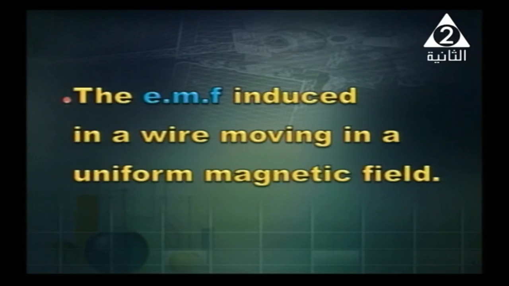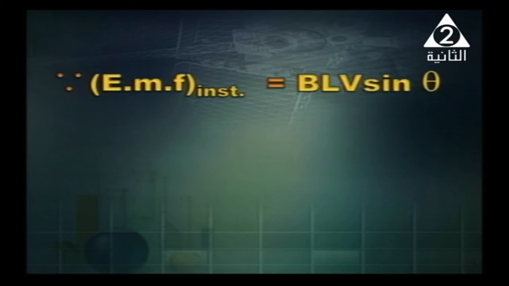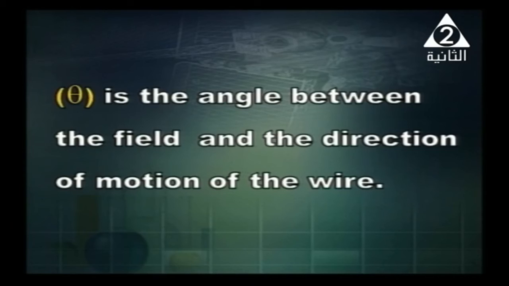When does the EMF induced in a wire moving in a uniform magnetic field equal 0? A wire moving in a magnetic field, but no EMF is induced. The wire must be moved parallel to the field. EMF induced equals BLV sine theta. So it will be equal to 0 when theta is 0 as sine 0 equals 0. And never forget, theta is the angle between field lines and direction of motion of the wire.